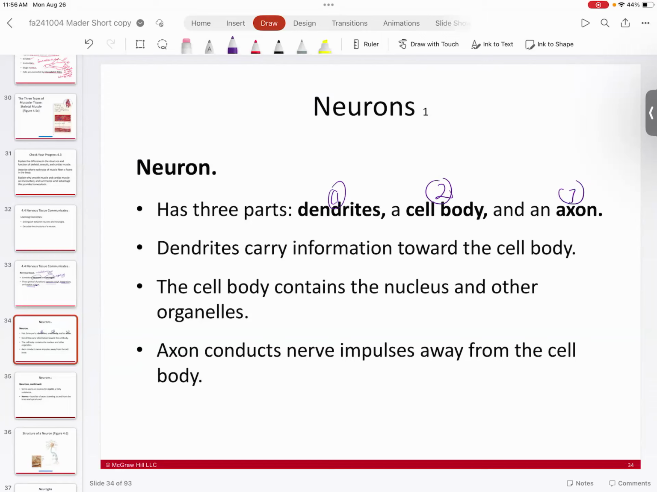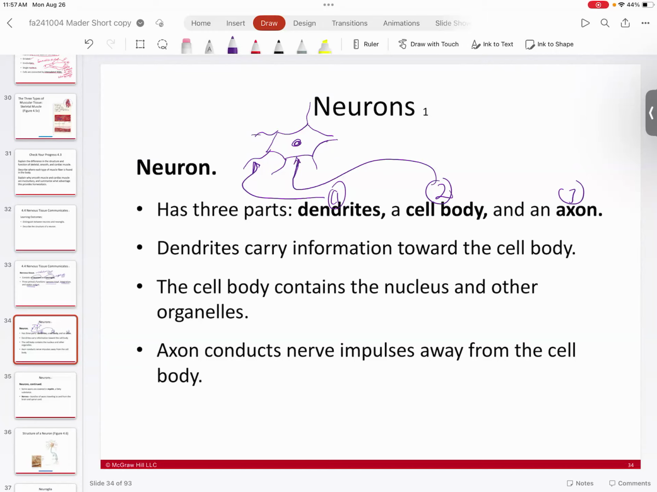Now, the dendrites themselves will carry information toward the cell body. So for instance, I have little hair-like extensions coming into what is otherwise a cell body, like this. These will be the dendrites carrying information into the cell body. The cell body will then process that information. So here's the cell body, which is number 2, the main cell piece right there.